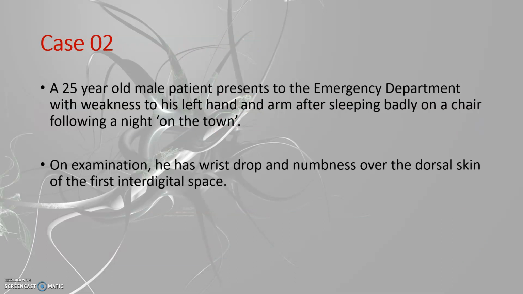Let's go to another case. A 25-year-old male patient presents to the emergency department with weakness of his left hand and arm after sleeping badly on a chair following a night out on the town. On examination, he has a wrist drop and numbness over the dorsal skin of the first interdigital space. See if you can figure out what this is.